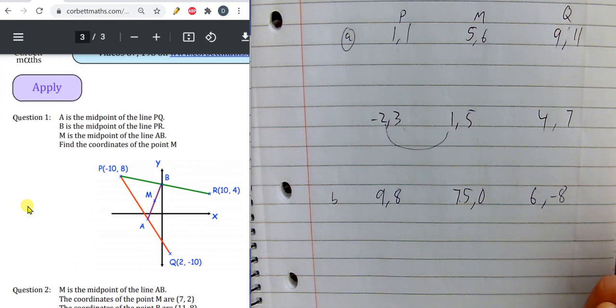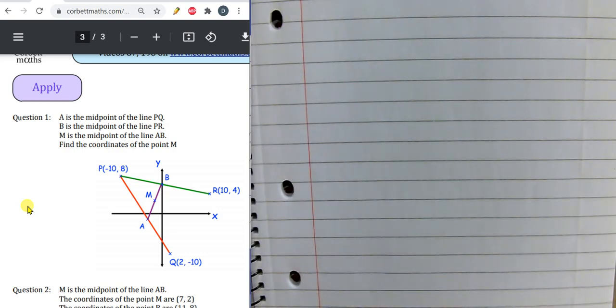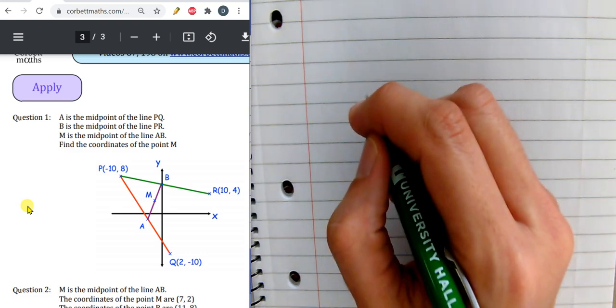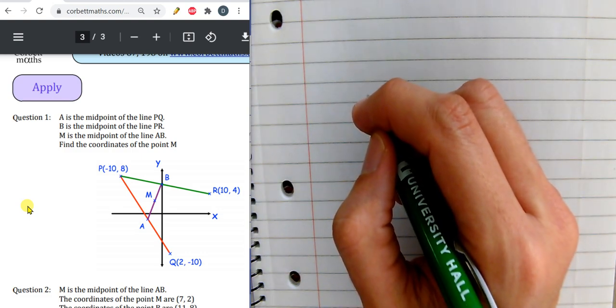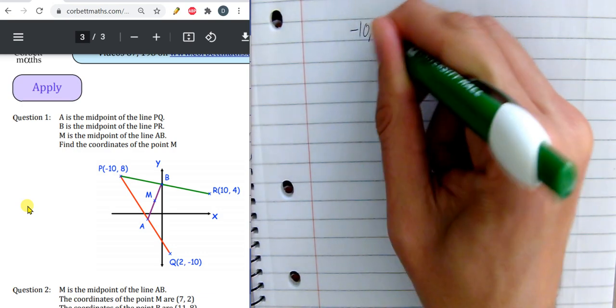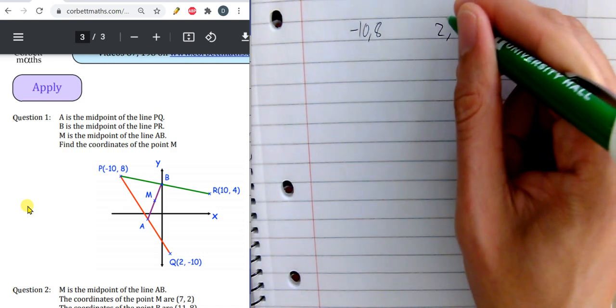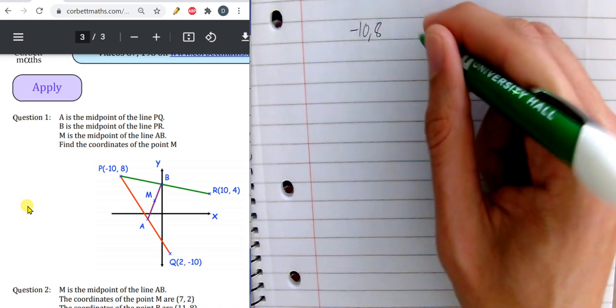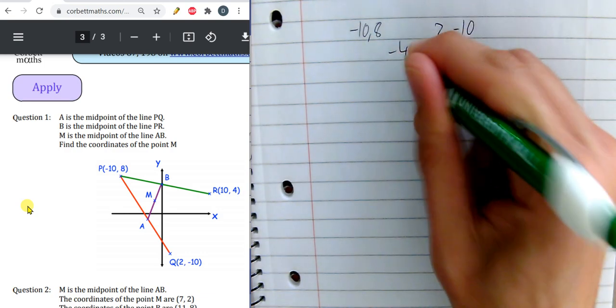Now I'll demonstrate this with a couple of quick ones here, and that will be enough for this nice little short video. So it's saying A is a midpoint of PQ. So we've got to go from P to Q. So -10, 8 to -10, 2. From -10 to 2 is 12. Half of 12 is 6. 6 plus -10 is -4.